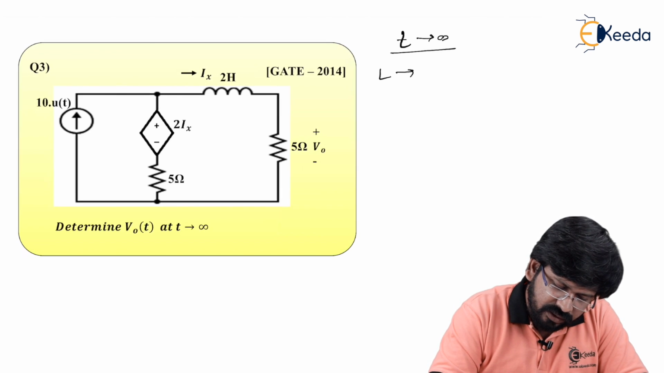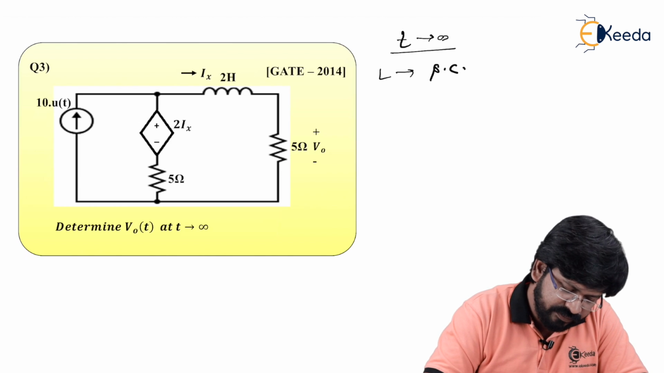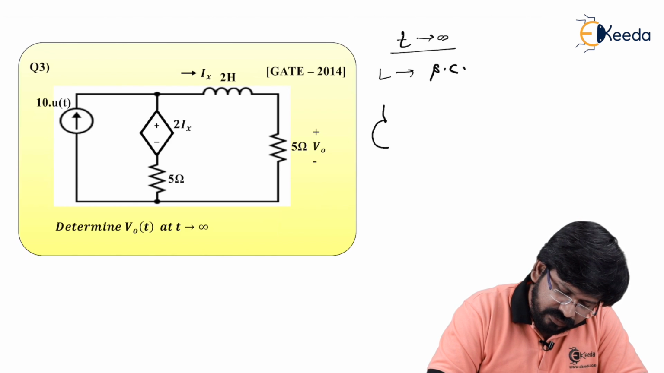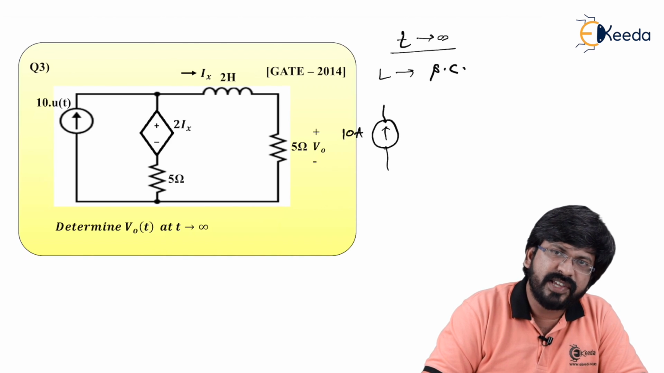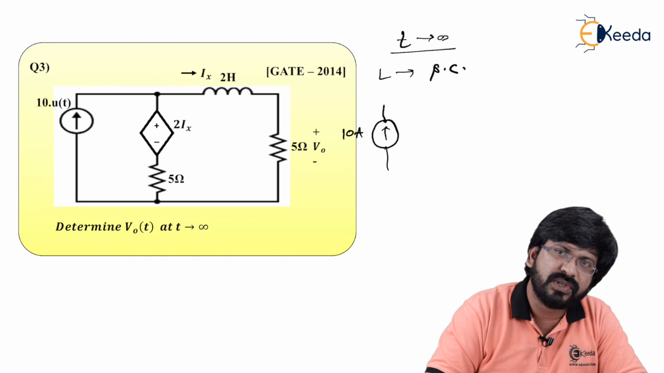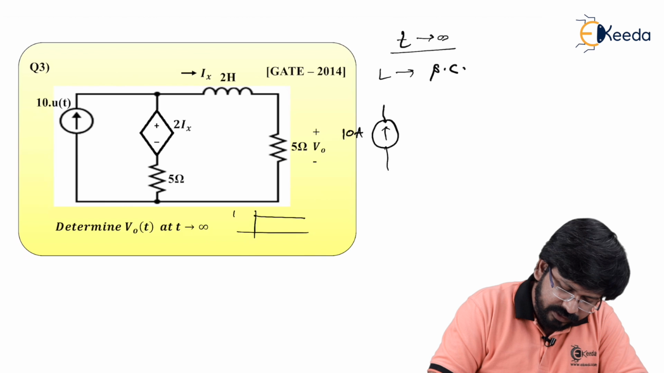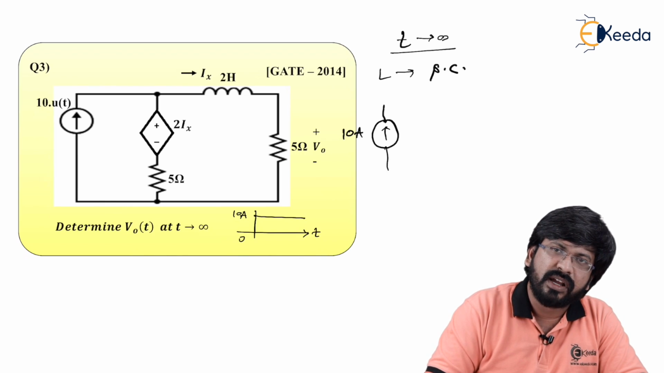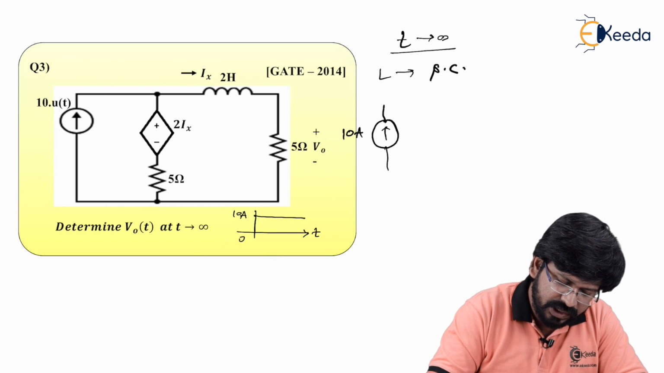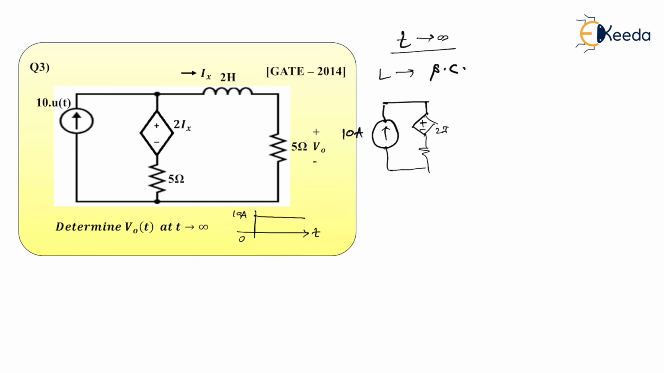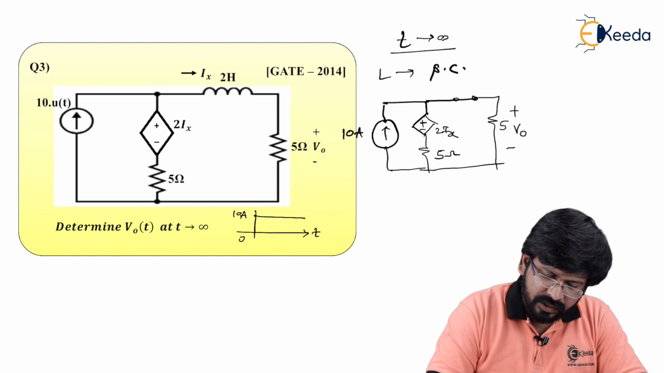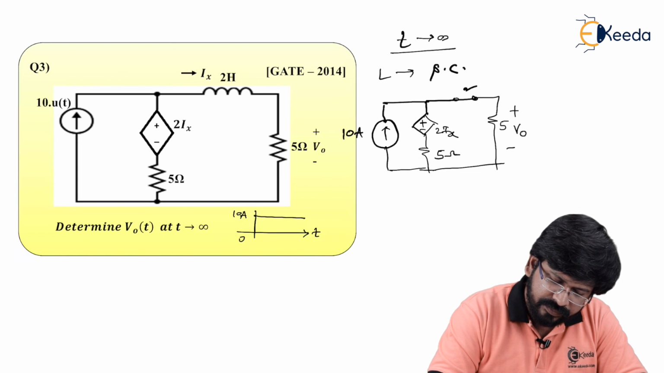When it comes to t tends to infinity, your inductor will perfectly act as a short circuit. In that case, this is simply 10 ampere. Why can I take this as 10 ampere? Of course, because it is 10 times u of t. You know the fact that 10 times u of t means the response will be like this. This 10 ampere, this is 0, and like this. So even though t tends to infinity, I of t will have the value 10 ampere. So I replace it with 10 ampere only. As you can see in the figure, now the inductor is replaced with a short circuit here.